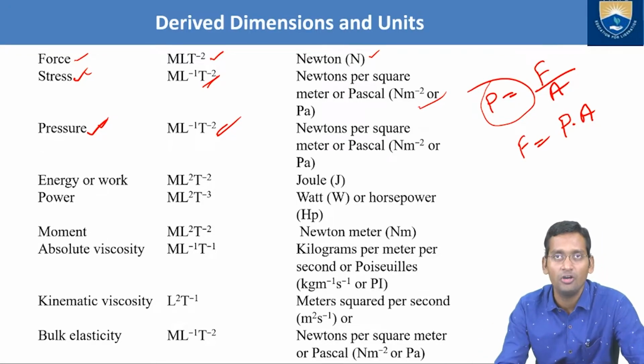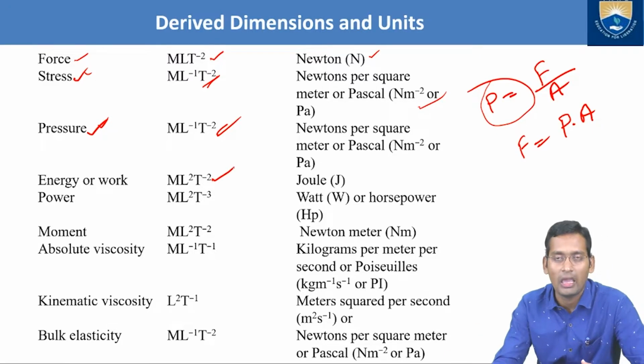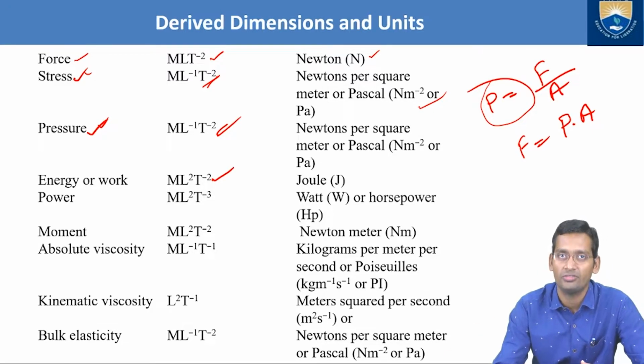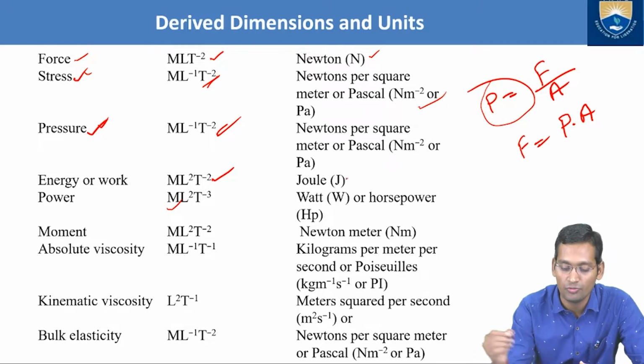Next, energy or work. What is energy? Energy and work have the same unit and the same dimension. Their dimension is ML squared T minus 2, or you can say ML power 2 T power minus 2. So this is the way to represent it dimensionally, and this is the unit we are using.